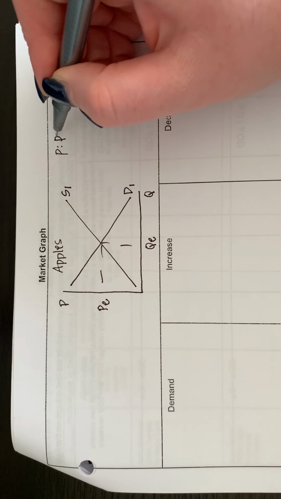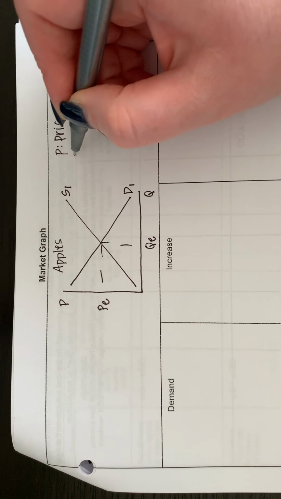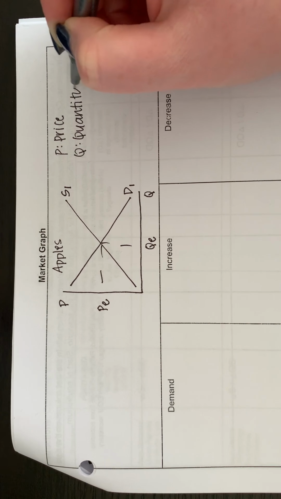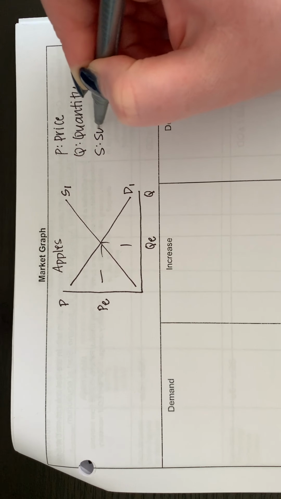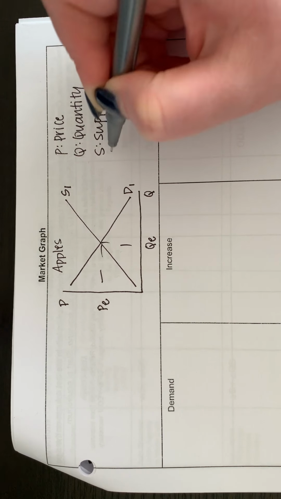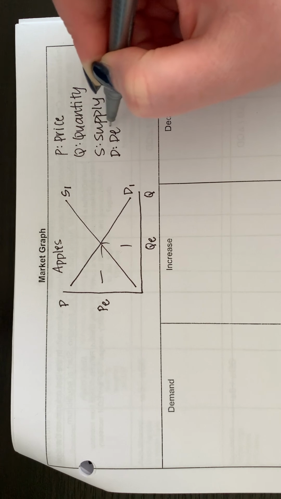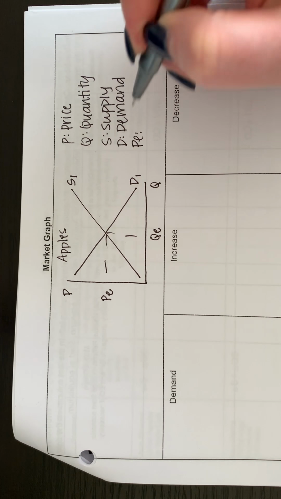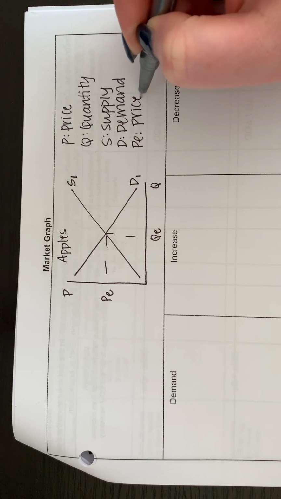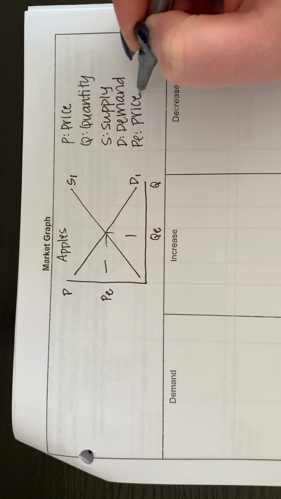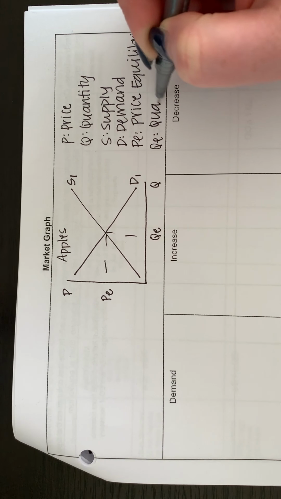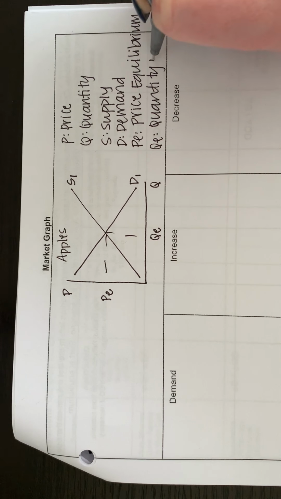So P is price, Q is quantity, S is supply, D is demand, PE is price equilibrium, and then QE is quantity equilibrium.